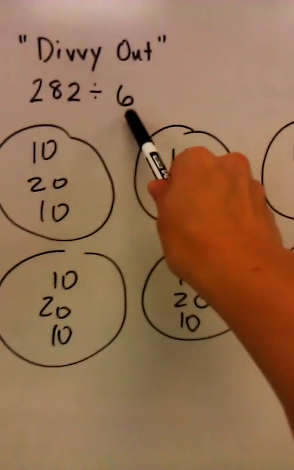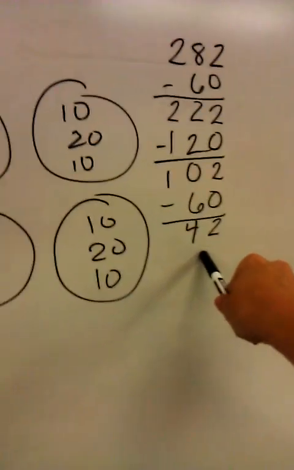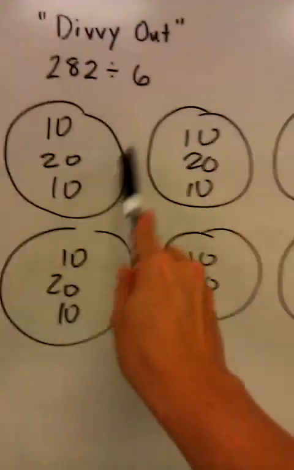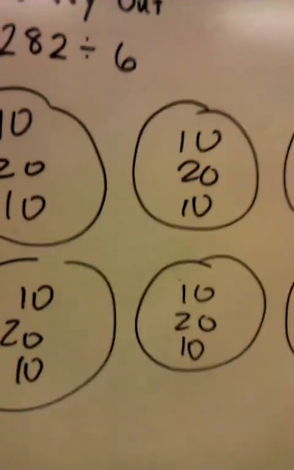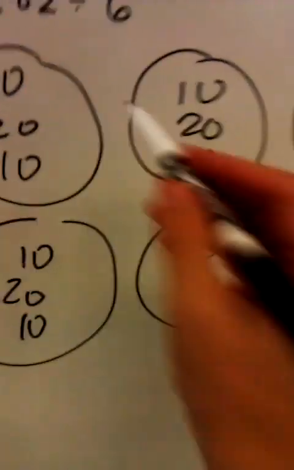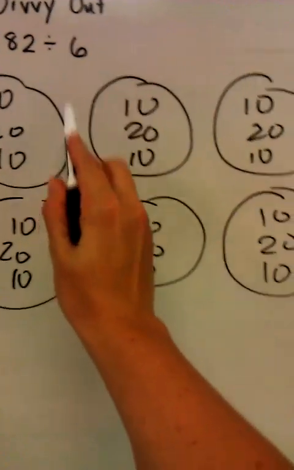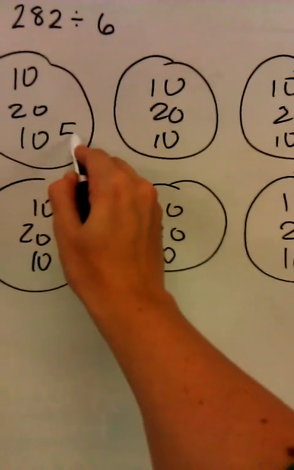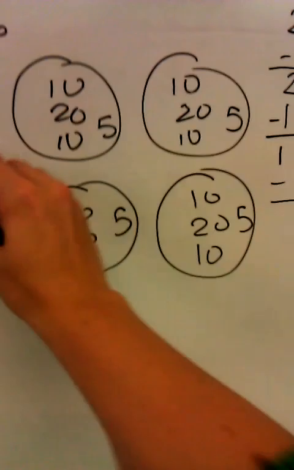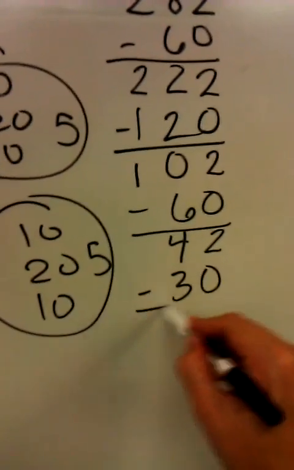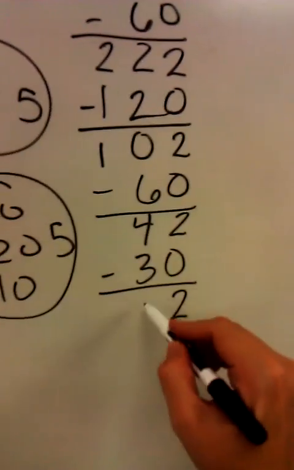Now, some kids might recognize that with 6 groups, if I have 42, that 6 times 7 would be 42, and they would put 7 in each group. Some might not. If that's the case, then maybe they would want to try something small like 5 or 2. So say we did that. We didn't recognize that 6 times 7 is 42, and we did 5s. 5 in each would be 5, 10, 15, 20, 25, 30. I subtract that, and I have 12 left.